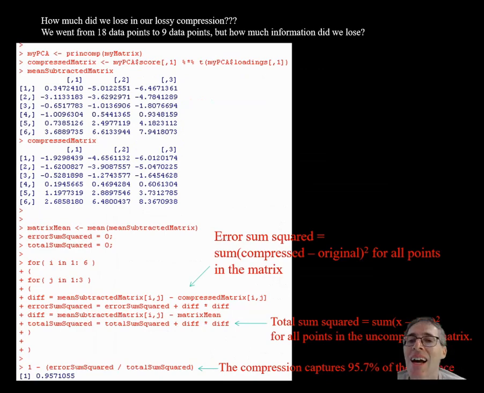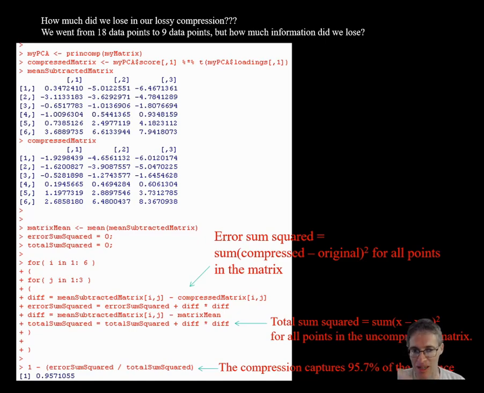So we want to ask next, how good is our data compression? How much of the information do we get back? If these 3 columns are perfectly correlated, when we go from 18 numbers to 9 numbers and then decompress, we're going to get 100% of our information back. But these 3 columns aren't quite perfectly correlated anymore, so we're going to get something less than 100% of the information back when we go from our 9 numbers to our 18 numbers.